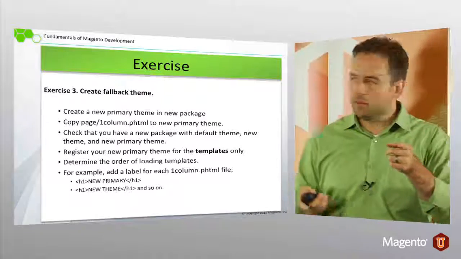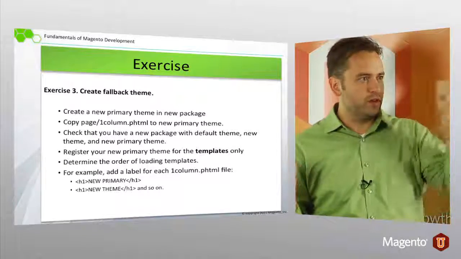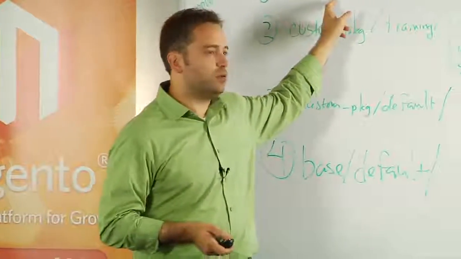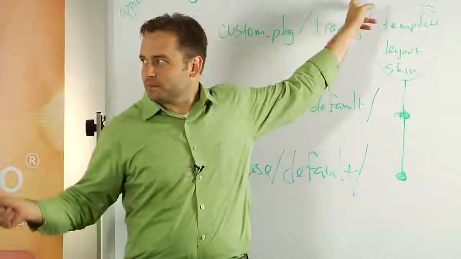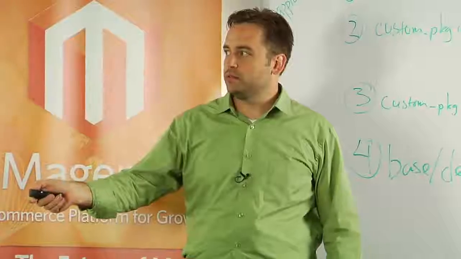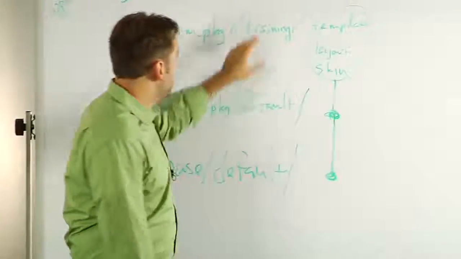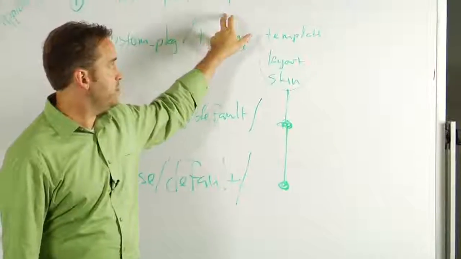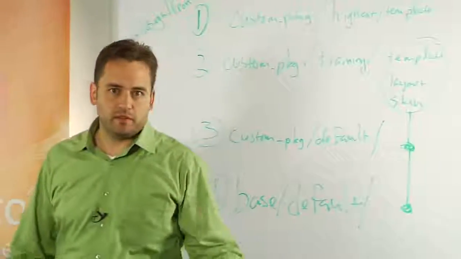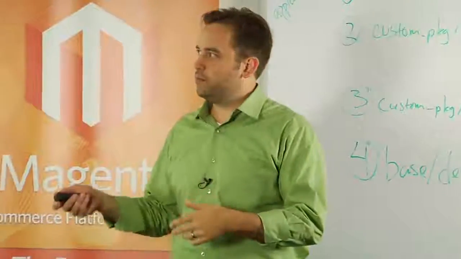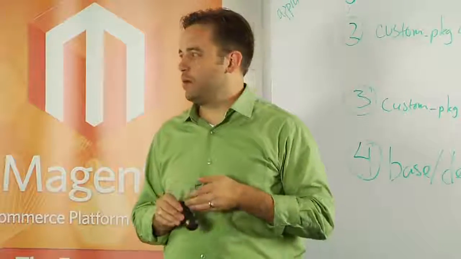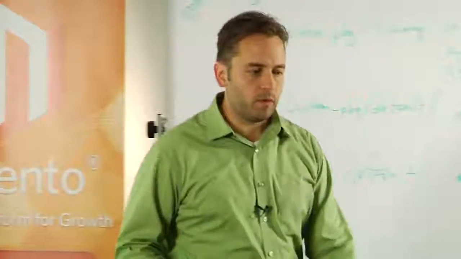Exactly. So we'll create a folder under custom package, and we could say custom, for example, like I just did. And then we just need to set the same path information under template. So it'd be custom package, custom theme, template, page, 1 column. And once we save the configuration to use our theme, you have a new package with default theme, new theme, and primary theme.